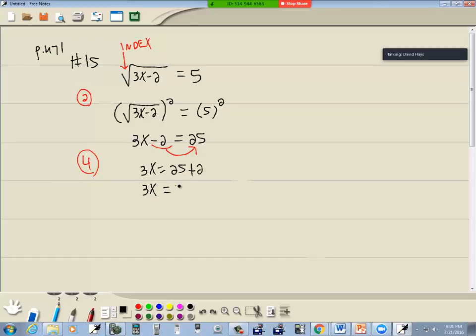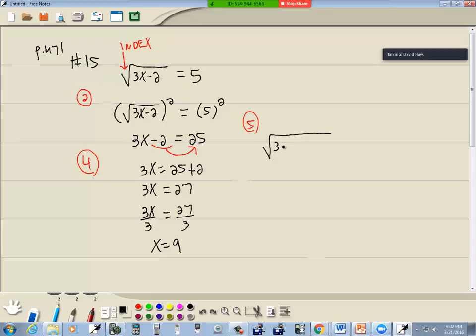25 plus 2 is 27. And then last step is divide both sides by 3, the number in front of our x. And we get x is equal to 9 maybe. Because remember, step 5 means you have to check your answer. So I'm going to plug that x equals 9 back in for x.